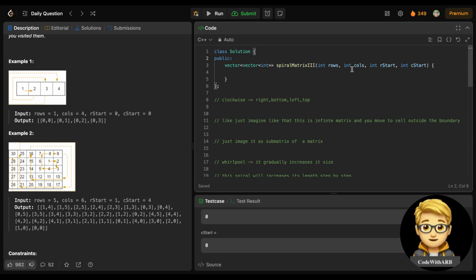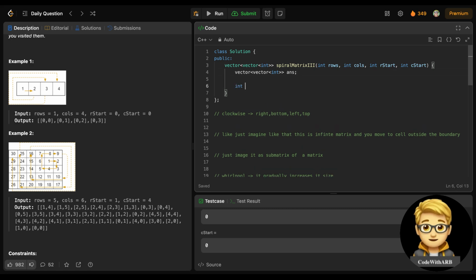So rows is the number of rows, columns is the number of columns, and r start, c start is the starting point. One thing to note is that we need to store the position of the cells. So this is the answer which we will store. The first position is r start, c start. This is the starting position.